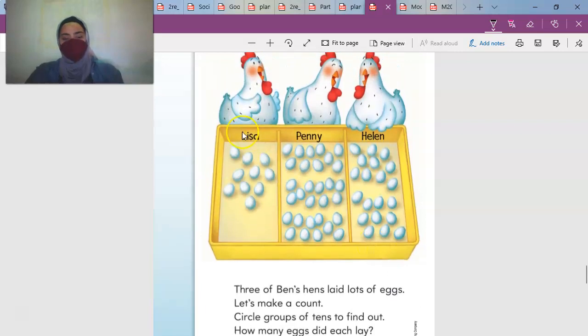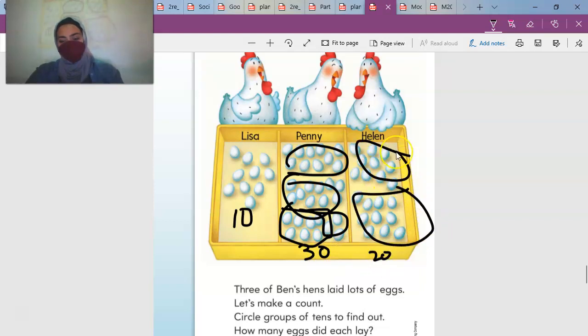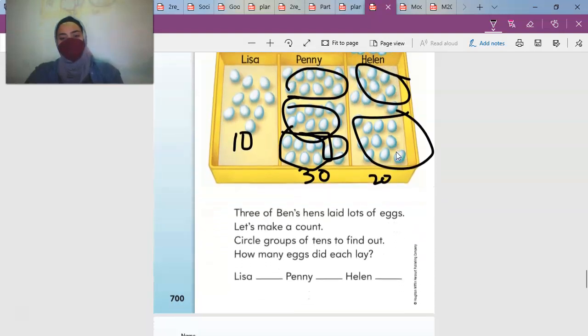So how much did Lissa lay? 10. How much did Penny lay? 30. And you can see that they're in groups of 10, kind of. 10, 20, 30. And how many did Helen lay? 20. Circle those groups. So we just said Lissa was 10, Penny was 30, and Helen is 20. Very nice.